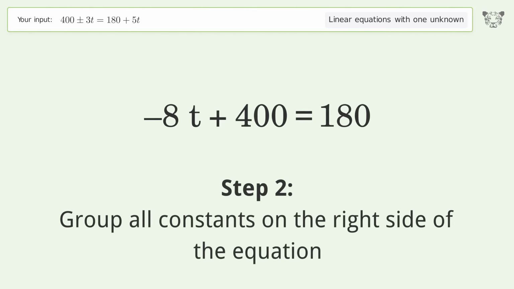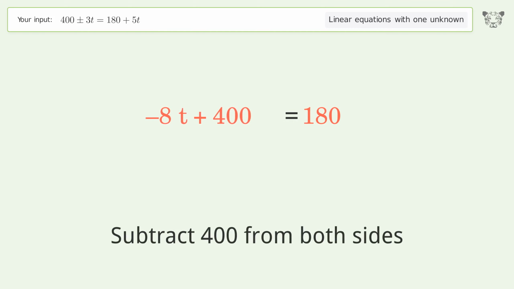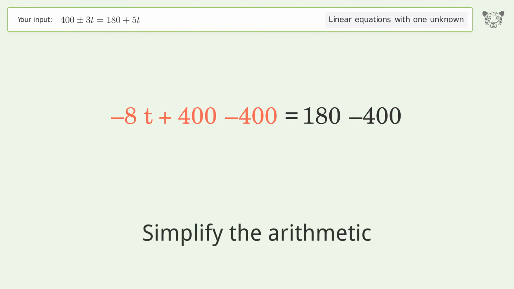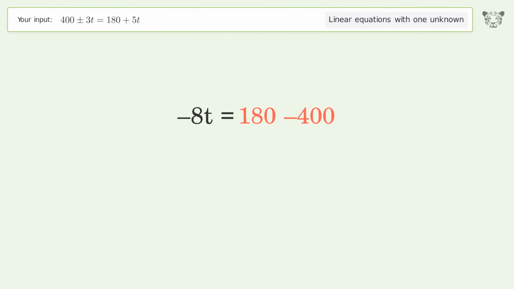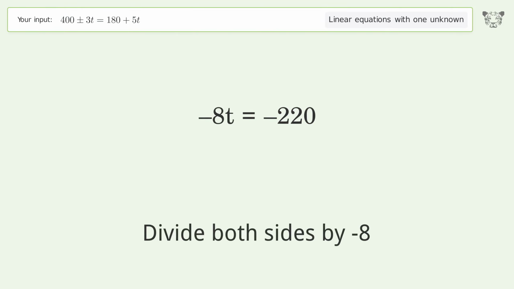Group all constants on the right side of the equation. Subtract 400 from both sides. Simplify the arithmetic. Isolate the t. Divide both sides by -8.